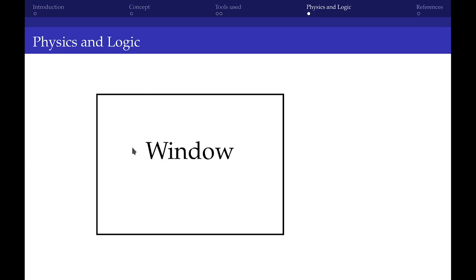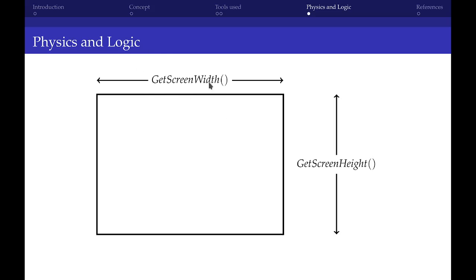So here the physics and logic. This is the most important part of the program, since we didn't use any kind of game engine. We used just plain coding. We had to develop the physics and logic ourselves. That is not too difficult to do. So GetScreenWidth and GetScreenHeight, these are the two things. GetScreenWidth is a function that is provided by Raylib, and GetScreenHeight is also provided by Raylib, and they give the width and height of the screen.